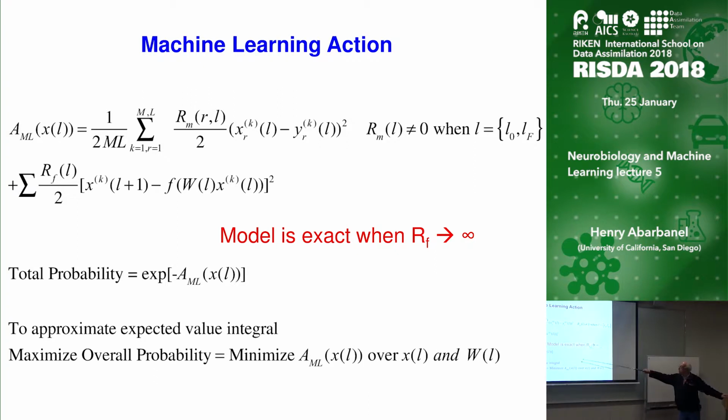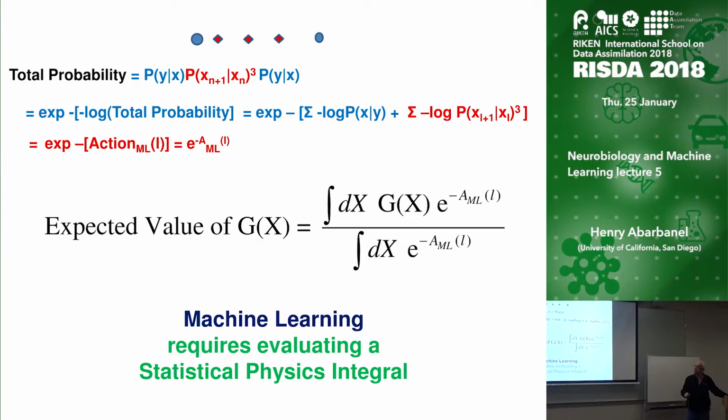The total probability is e to the minus action. And we want to calculate, and I passed over that slide, exactly the same integral as before. So we want to take that action, which is composed of inputs with model errors and outputs with measurement errors, and a model of how to move through the network, which we make inaccurate instead of precisely deterministic.